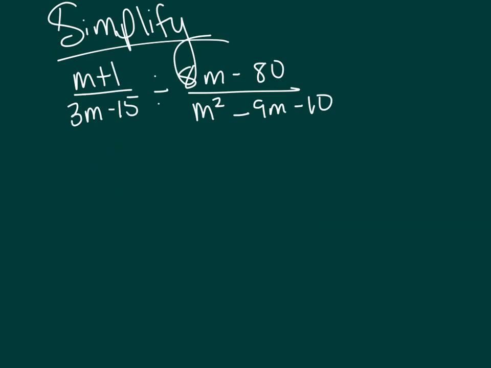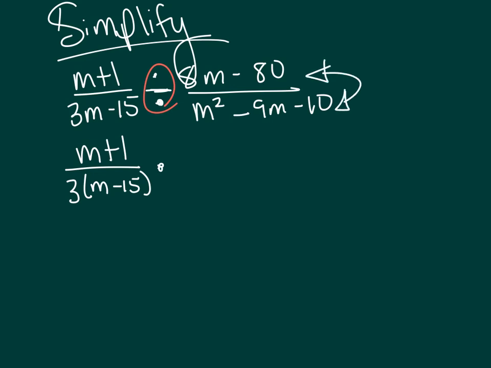Okay, so to simplify, we have m plus 1 over 3m minus 15 divided by 8m minus 80 and m over m squared minus 9m minus 10. Now, you can factor first. It really doesn't matter if you factor first or if you change the division to multiplication. Our first one will always stay the same, so I'm going to go ahead and factor that. And I do want to bring your attention to the fact that you're going to have to flip this. Because remember, when we divide by a fraction, it's like multiplying by its reciprocal.